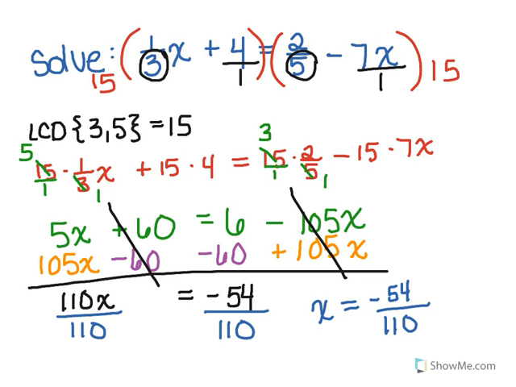The only other thing I might do is simplify. Both are actually divisible by 2, so I'm going to divide the top and the bottom by 2. Negative 54 divided by 2 is going to be negative 27. 110 divided by 2 is 55. So that would be our answer in fraction form and simplified completely.